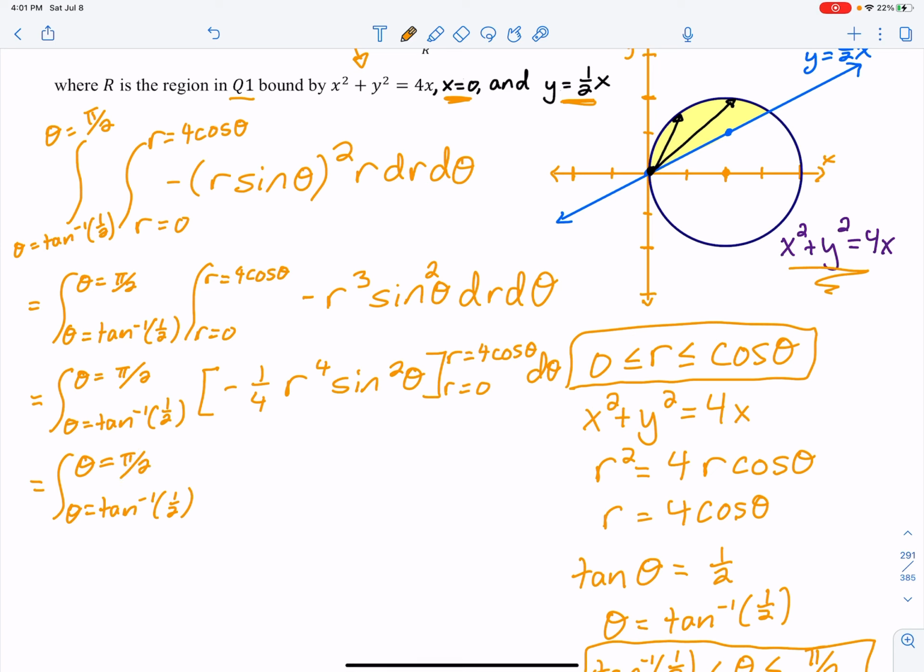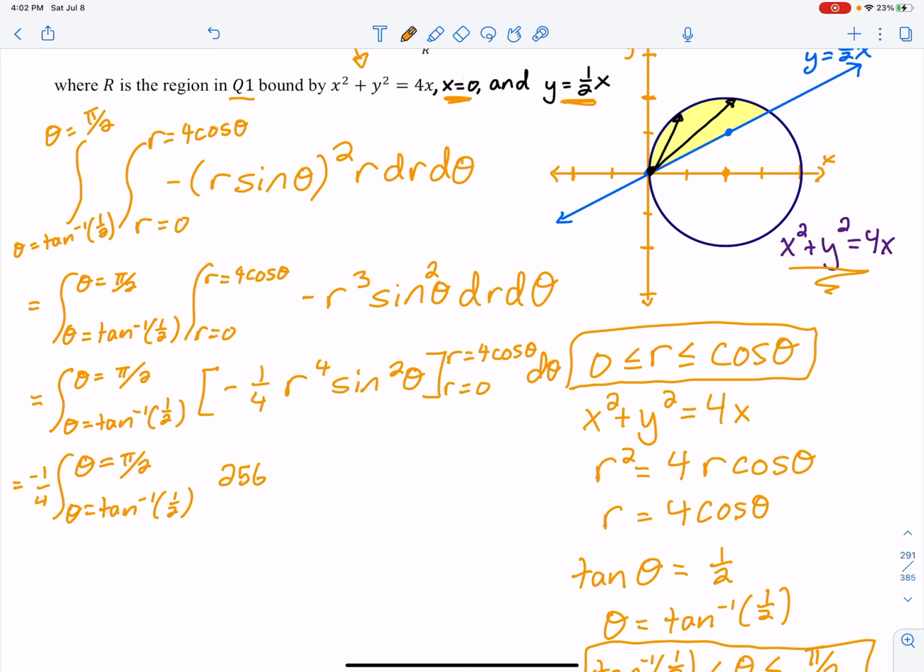All right, we're going to plug our r's in. So they're just going into the r. The 0 is going to make it go away, so that's nice. I'm going to go ahead and pull out that negative 4th to make my life a little easier. We're probably going to end up having to change it again. But now I'm plugging in 4 cosine, so that means I got 4 to the 4th, which is 256.